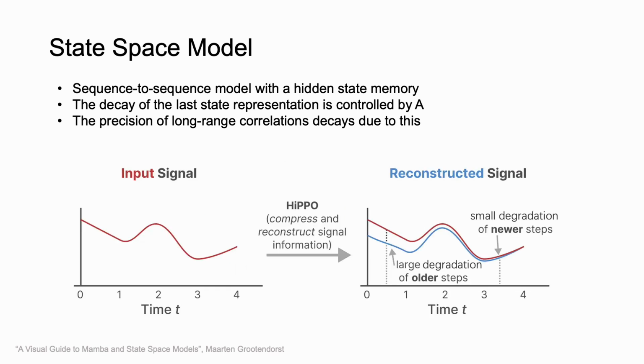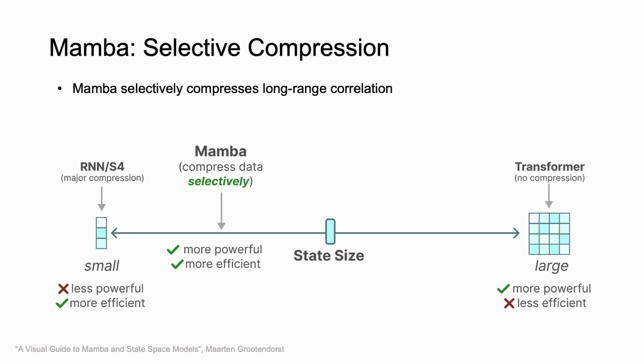However, since the input sequence is compressed into the hidden state memory, for tokens that are far from each other in the sequence, the correlation between them cannot be precisely calculated by the model. As you can see in this figure, if we want to recover the input sequence, there will be larger degradation for older steps. Mamba tries to mitigate this issue by compressing the input sequence into the hidden state memory selectively. It adapts the projection matrices A, B, and C that we mentioned before to the input sequence. Thus, it compresses more informative tokens less and compresses less informative tokens more aggressively.